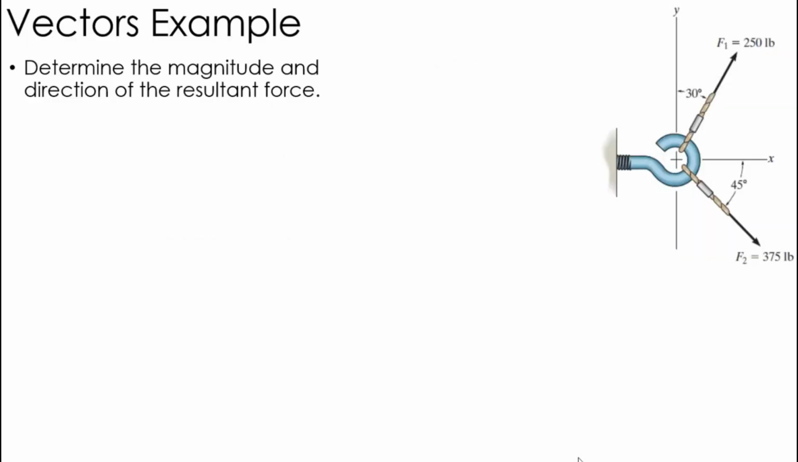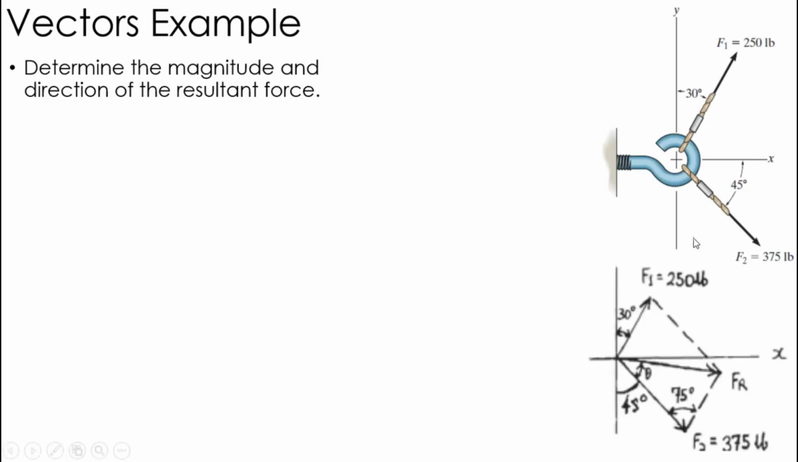In this problem, we want to determine the magnitude and the direction of the resultant force. So I have two forces here. F1 is 250 pounds, heading upward at a 30-degree angle from the vertical, and I have F2 of 375 pounds, heading downward at a 45-degree angle from the horizontal. So what I need to do is create my parallelogram. To do that, I just draw my forces, F1 and F2, and then I draw parallel lines. This line is parallel to F1, this line is parallel to F2, and then I draw my resultant force across the diagonal like so.